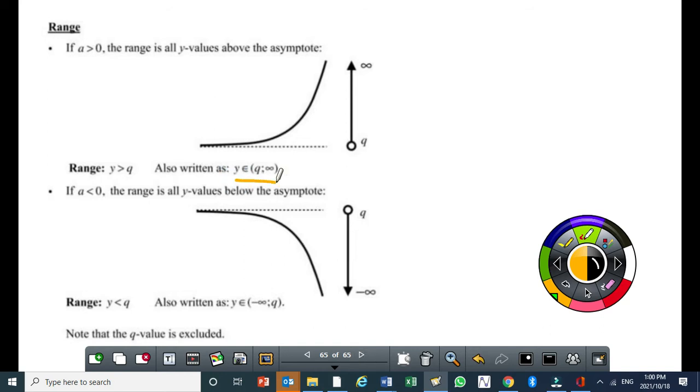I don't like this notation. I prefer this one. That's what I prefer. Because with this notation, you can make a mistake of putting a square bracket. Your answer becomes incorrect. Even if you identify the minimum value correctly, the moment you put a square bracket, the answer becomes incorrect. Right? Then when A is negative, you always get what's called a decreasing function. In that case, the asymptote will be above the graph. Therefore, q becomes the maximum value. So your answer for the range will be y is less than q. It can also be written using circular brackets as that, which means your minimum will be negative infinity, your maximum will be positive q.